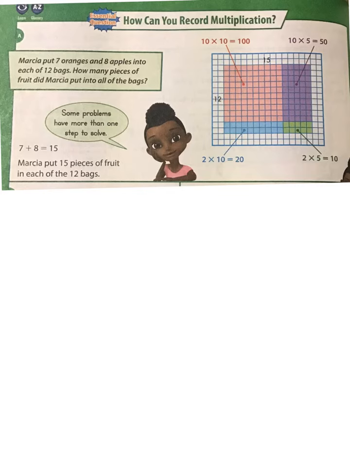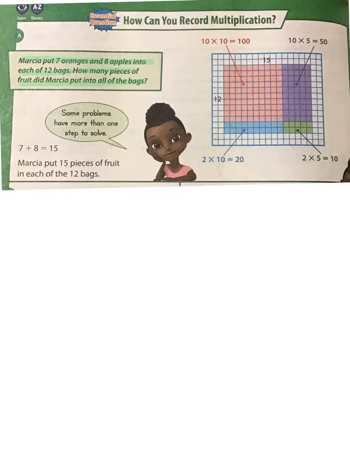Today we are going to learn how you can record multiplication. We are basically going to be doing what we were doing yesterday with the box version, but this time we are not going to use the box. Let's read the question. Marcia put 7 oranges and 8 apples into each of 12 bags. How many pieces of fruit did Marcia put into all of the bags?